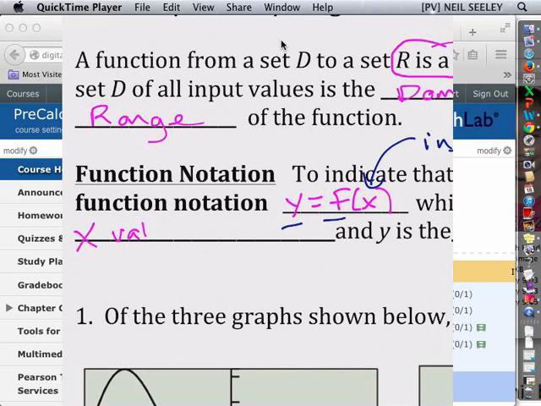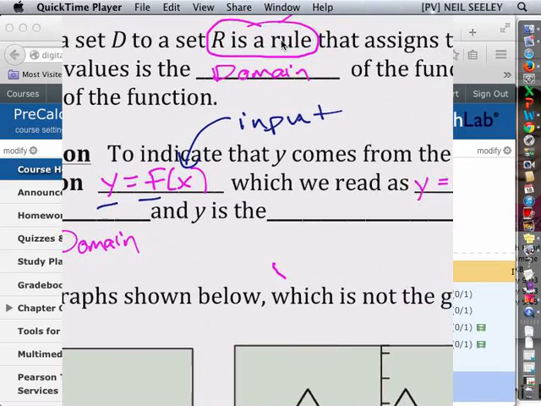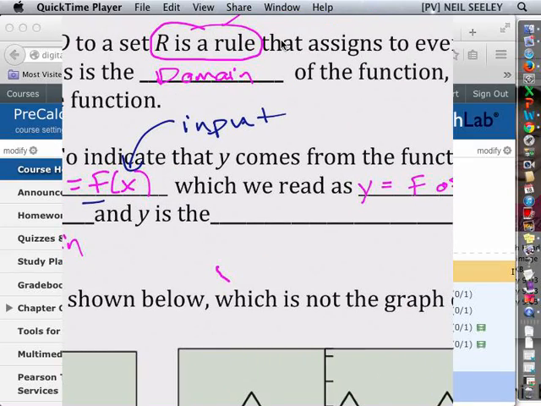So I'm going to write x values possible is really your domain. I'm going to put a little arrow here. Okay, let me know if something weird shows up on the screen. Sometimes I miss it. And y is the y values, or the possible values of y, the range.